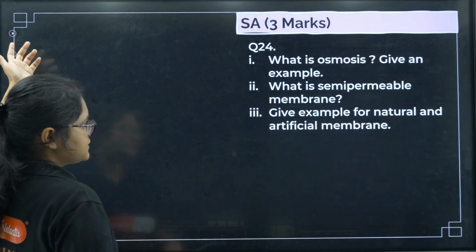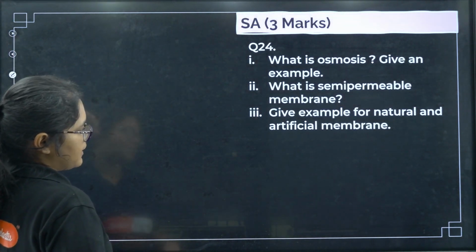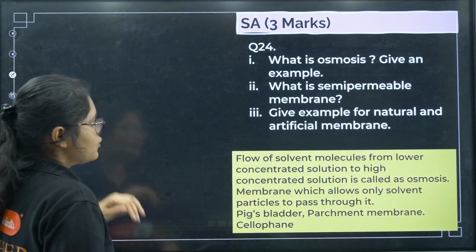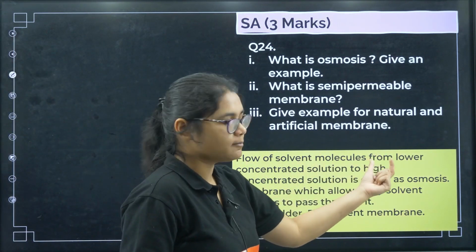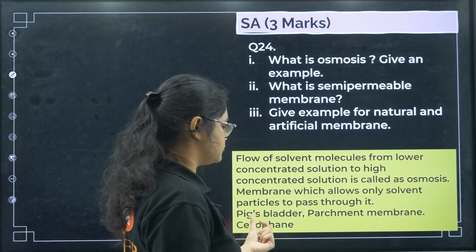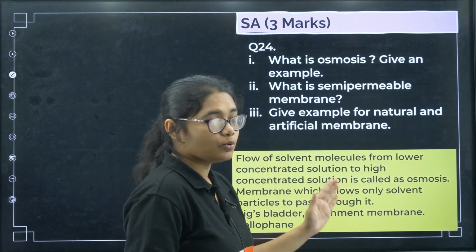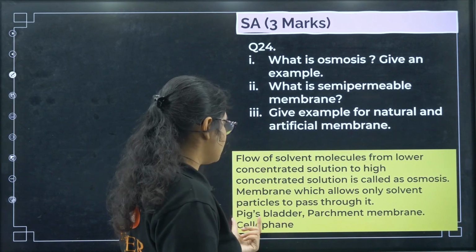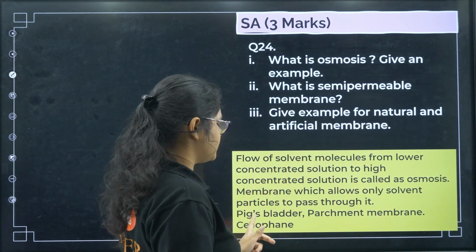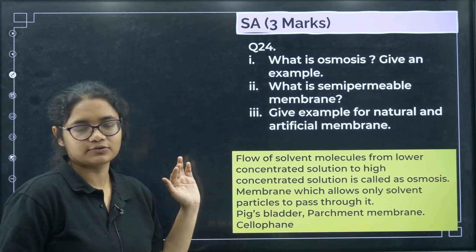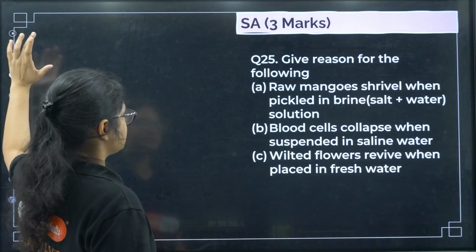Next, what is osmosis? Give an example. What is semi-permeable membrane, and give example for the natural and artificial membrane. So flow of the solvent molecules from lower concentrated solution to higher concentrated solution is called as osmosis. Membranes which allow only the solvent particles are called as semi-permeable membrane. Here natural is your pig's bladder or parchment membrane, artificial is your cellophane. Okay, so examples you should remember, can be asked in the question.